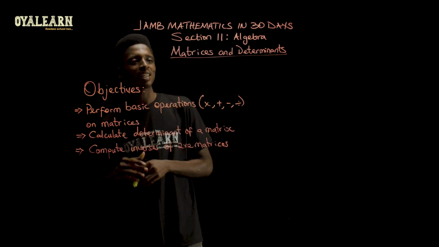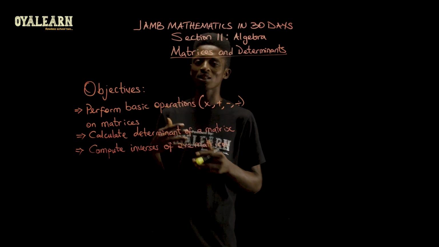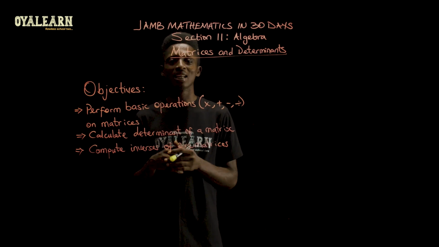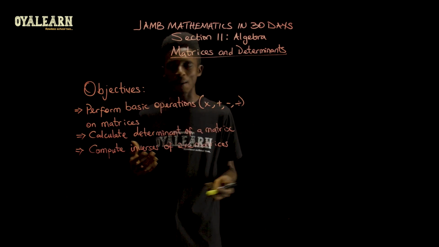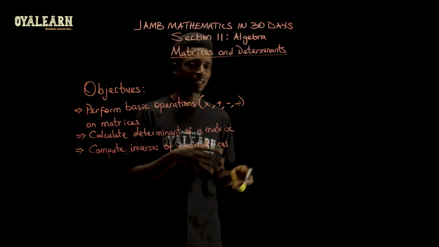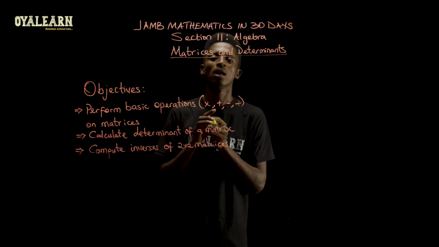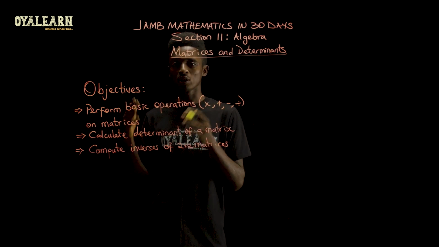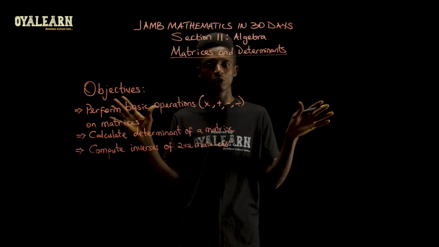Now, day 10 is about matrices and determinants. Matrices in mathematics have to do with an array of numbers, symbols, or letters that are arranged in rows and columns. And there are different types of matrices. You have your 2x2 matrix, 3x3 matrix, the identity matrix, and quite a lot of others. To get full knowledge of matrices, you can check out our video still on this channel where we discuss matrices at great length.